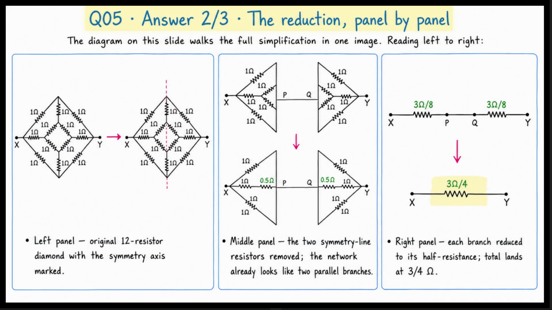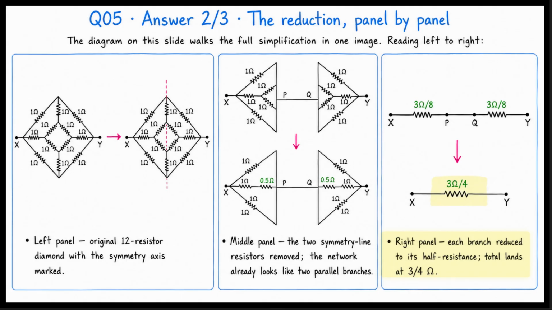Take a look at the diagram on screen. It walks the full simplification in one image, reading left to right. The left panel shows the original 12-resistor diamond with the symmetry axis marked. The middle panel shows the 2 symmetry line resistors removed, and notice how the network already looks like 2 parallel branches. The right panel shows each branch reduced to its half resistance, and the total lands at 3/4 of an ohm. The walkthrough on this slide is the visual companion to the reasoning I just gave you, same story.